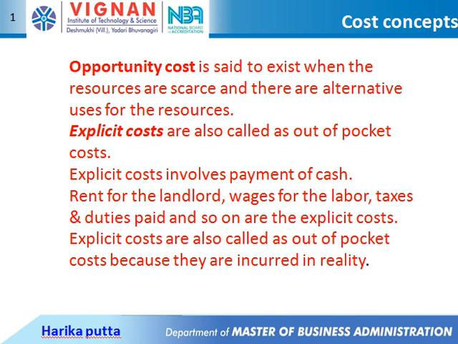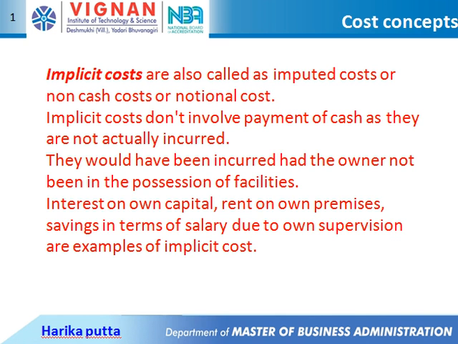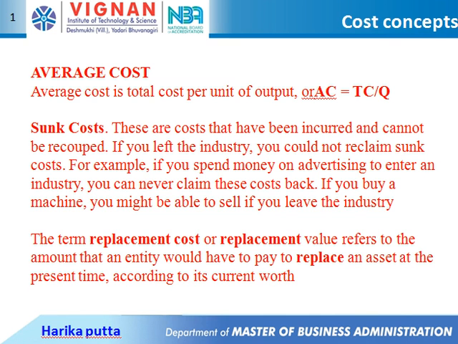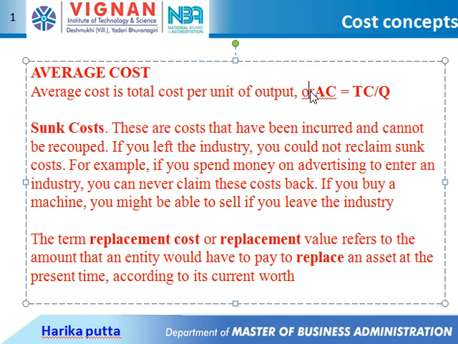Explicit cost. Explicit costs are otherwise called out-of-pocket costs, which involve payment of cash. Implicit cost does not involve payment of cash, but you will show it in the accounts. Average cost. What do you mean by average cost? Average cost is the total cost divided by the number of units produced. Like average variable cost: variable cost divided by the number of units produced. Average fixed cost: fixed cost divided by the number of units produced. You know how to take the average, right?